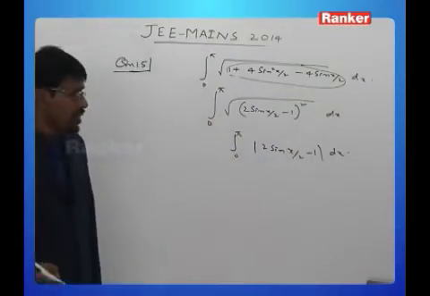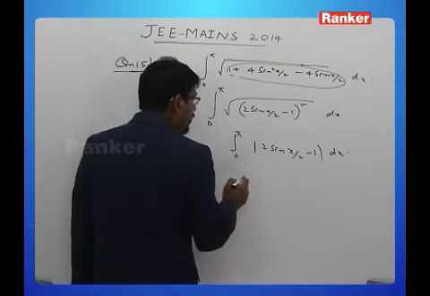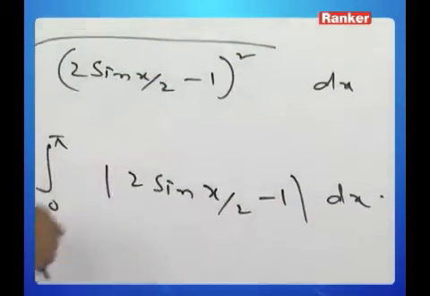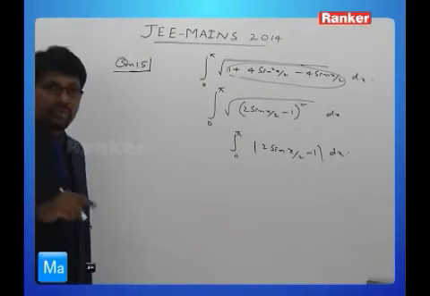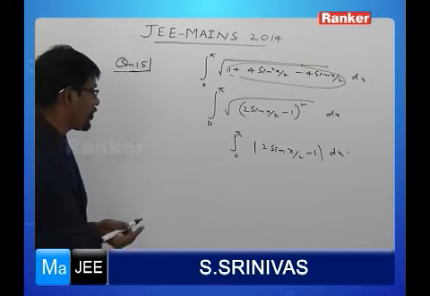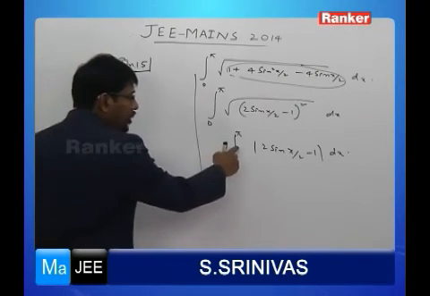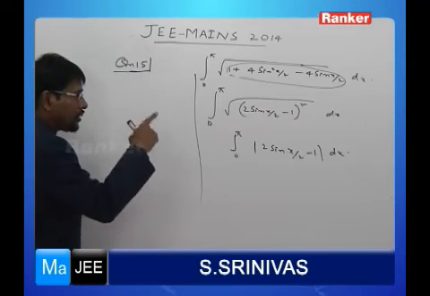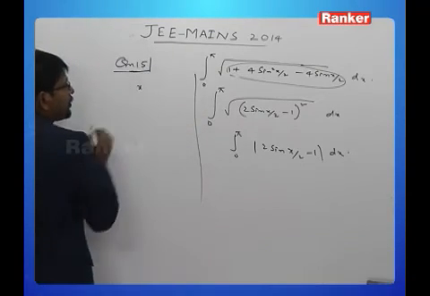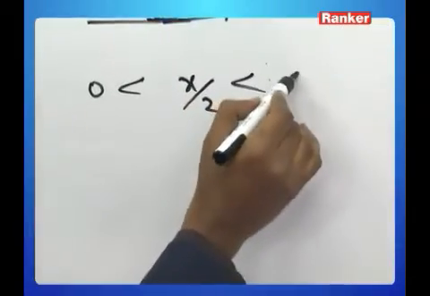But then this modulus has to be resolved. Whenever 2 sine x by 2 is less than 1, it will be 1 minus 2 sine x by 2, and whenever 2 sine x by 2 dominates 1, it will be 2 sine x by 2 minus 1. So let's see in what interval. We'll have to break the domain; the 0 to pi interval has to be broken up. Your x is between 0 to pi, so x by 2 will be lying between 0 to pi by 2.